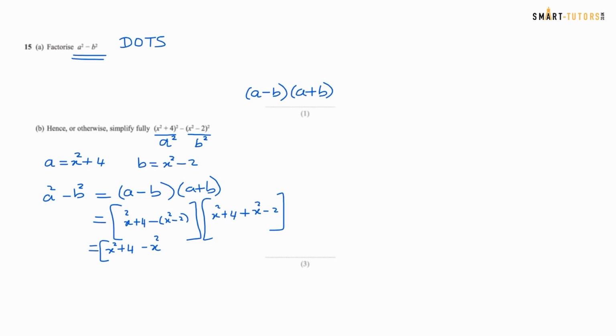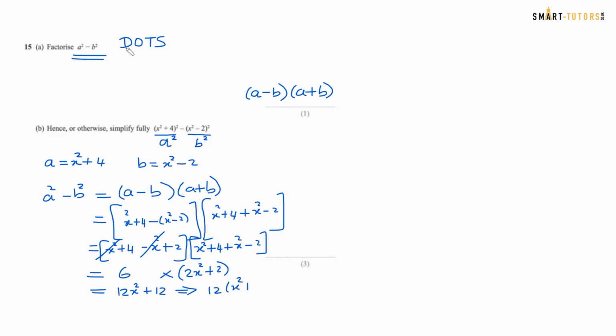So if I expand this one, x squared plus 4 minus x squared plus 2, and in the second bracket, x squared plus 4 plus x squared minus 2. x squared and x squared cancel, and 4 plus 2 is 6, times 4 minus 2 is 2. x squared plus x squared is 2x squared, plus 2. So if you multiply, it is 12x squared plus 12. So you can simplify. That is our final answer, 12x squared plus 12.